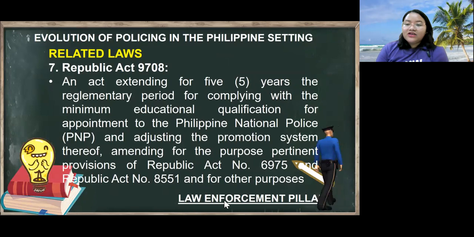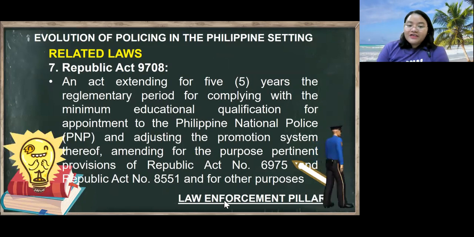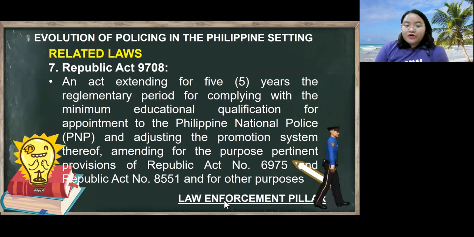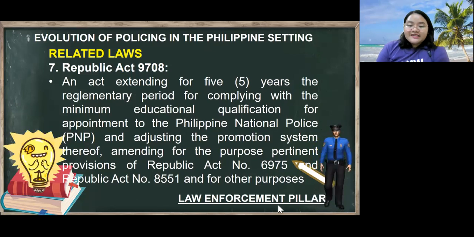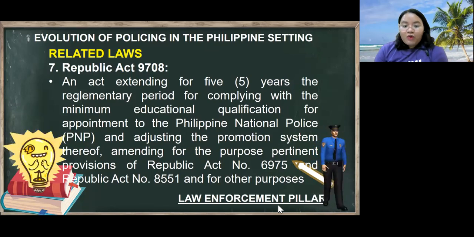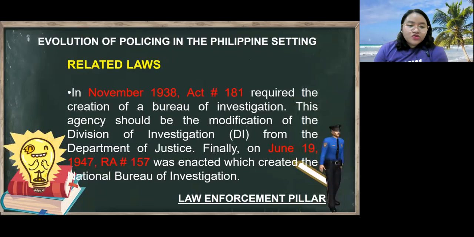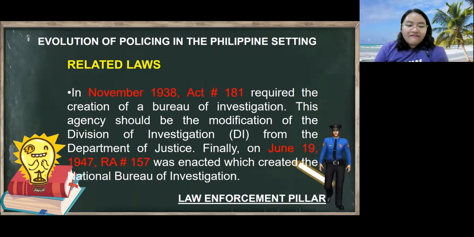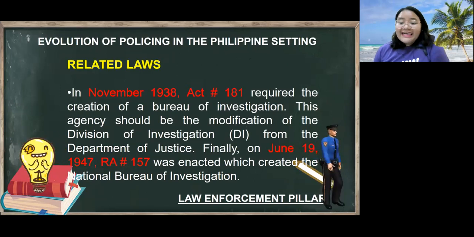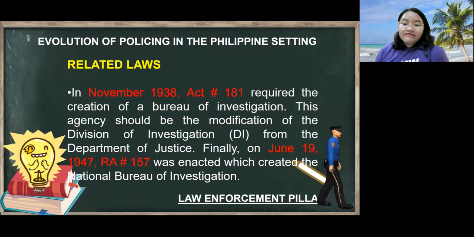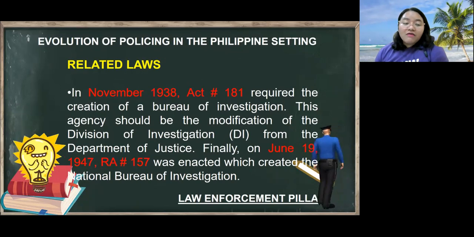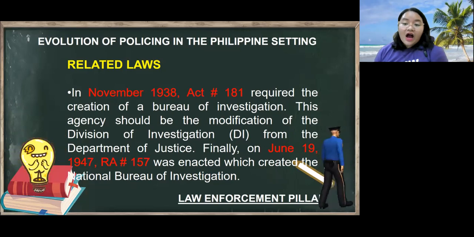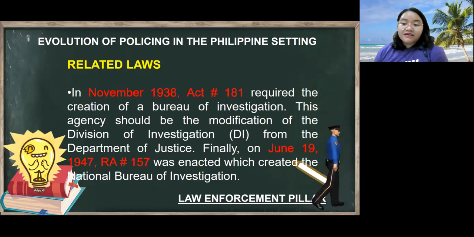Also, another related law was Republic Act 9708, extending the 5-year reglementary period for complying with the minimum educational qualification pertinent to the provisions of Republic Act number 6975 and Republic Act number 8551. And also Republic Act number 157, which created the National Bureau of Investigation. Now, the Philippine National Police and the National Bureau of Investigation are considered to be the premier law enforcement agencies of the government, wherein both have their own mandates in the implementation of their respective law enforcement functions.